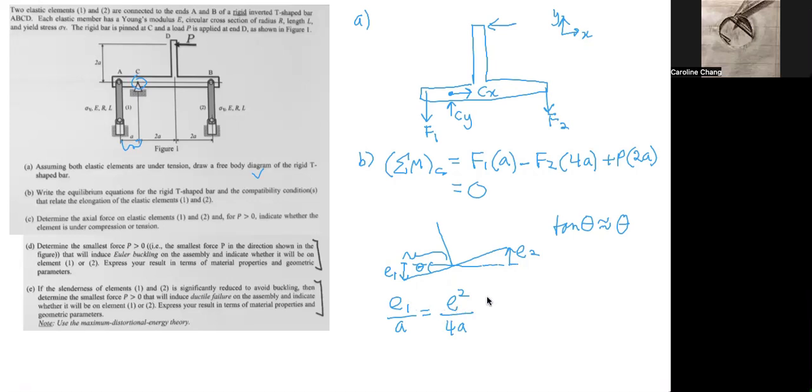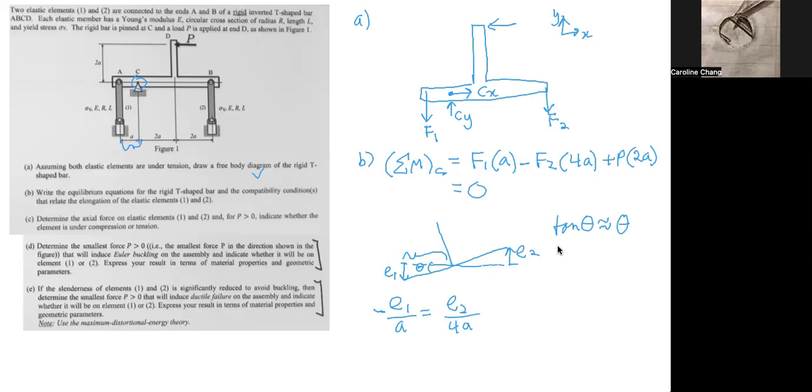And remember that since, sorry, not E squared. Remember that since E2 is in tension, E1 will be in compression. And thus we have our signs. Negative E1 over A equals positive E2 over 4A.